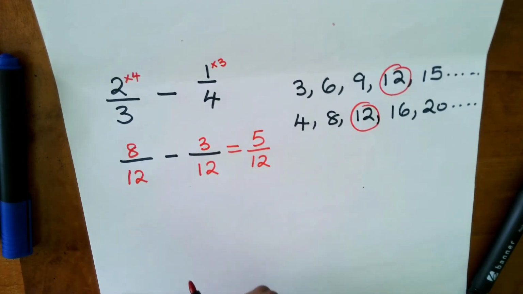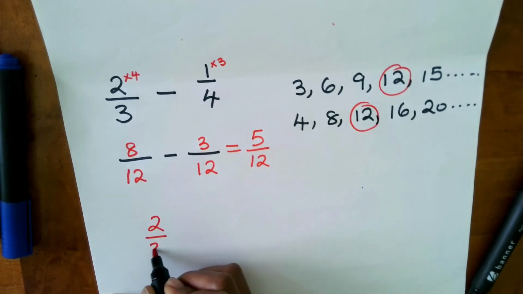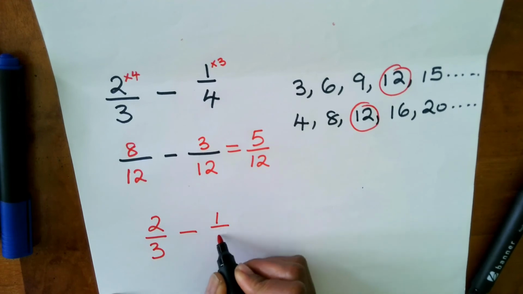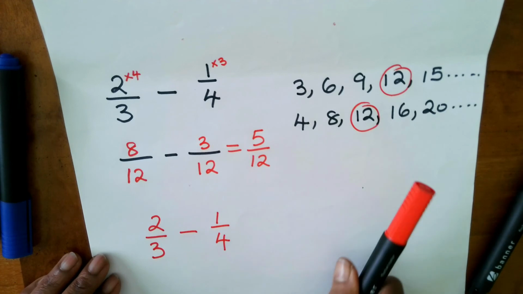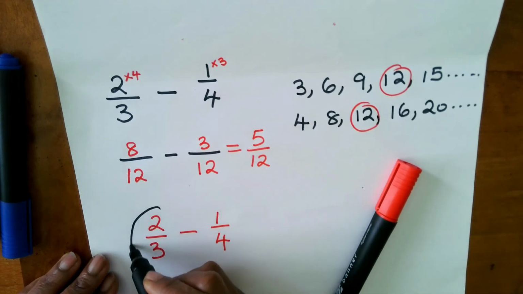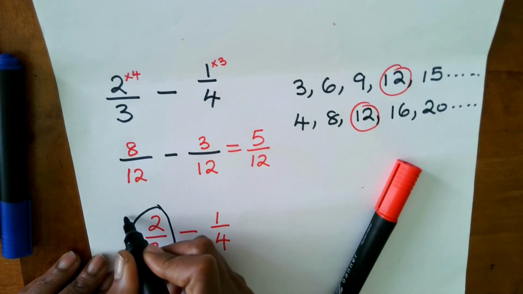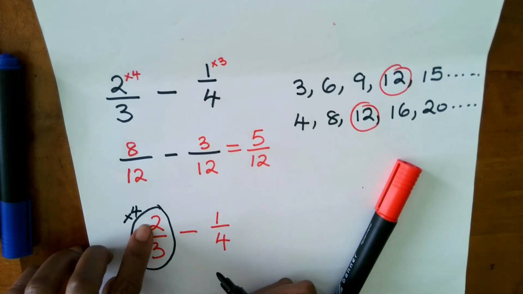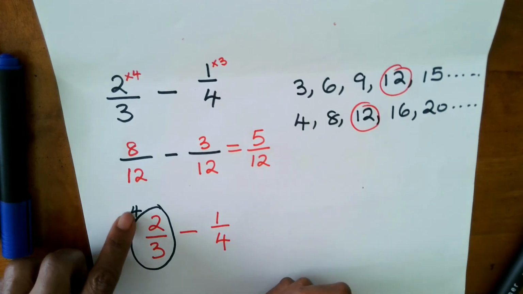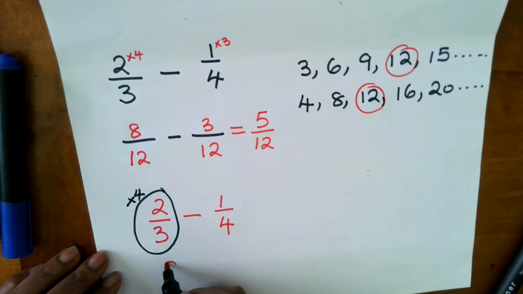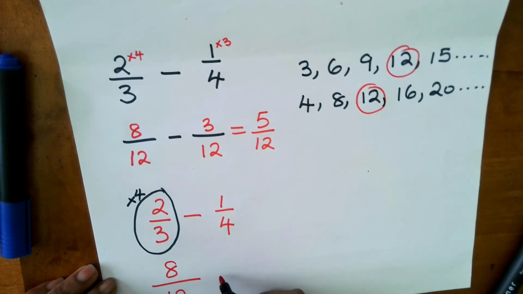So I'm going to show you another method of doing this. So if I've got 2 over 3 minus 1 over 4. Instead of looking for the lowest common multiple, what I'm going to do is multiply the first fraction by the denominator of the second fraction. So I'm multiplying the whole of 2 and 3 by 4. So if I do that, 4 times 2 will give me 8. 4 times 3 will give me 12.